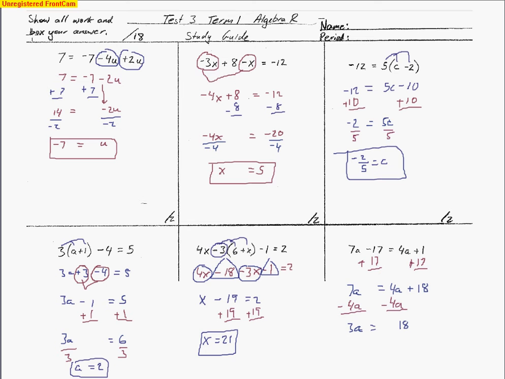So from this point, I just have the one final step. I'm going to end up dividing by 3 on both sides. That gives me a equals 6. Those are the first 6 problems. Let's take a look at the next 3 problems.